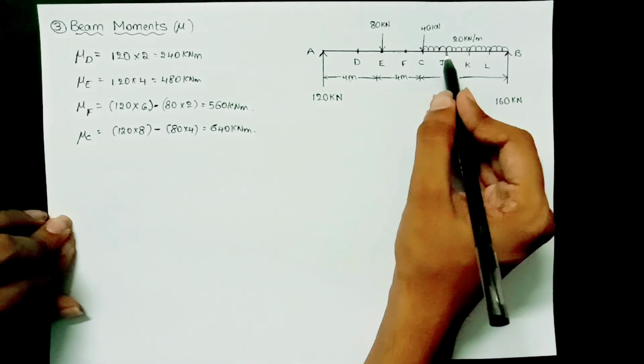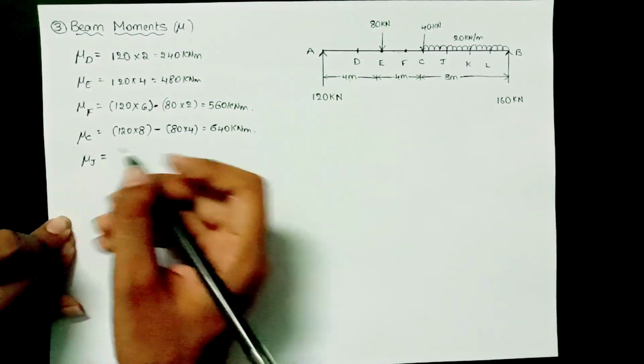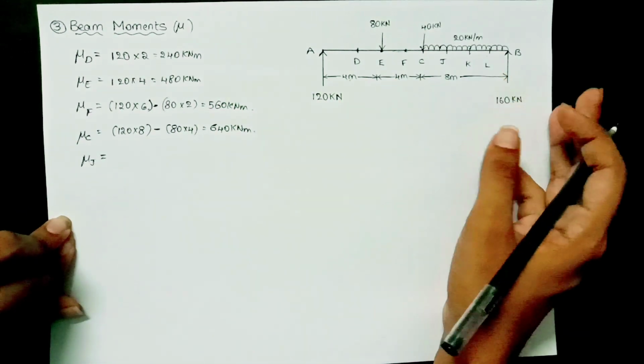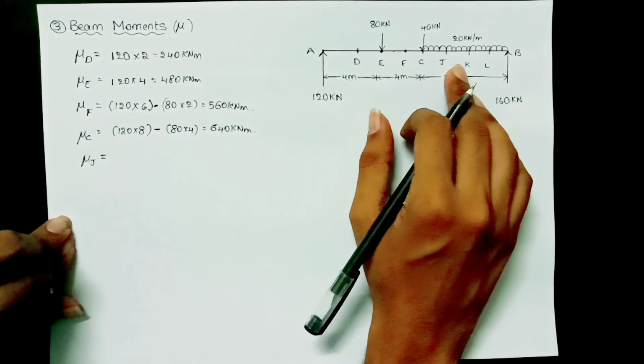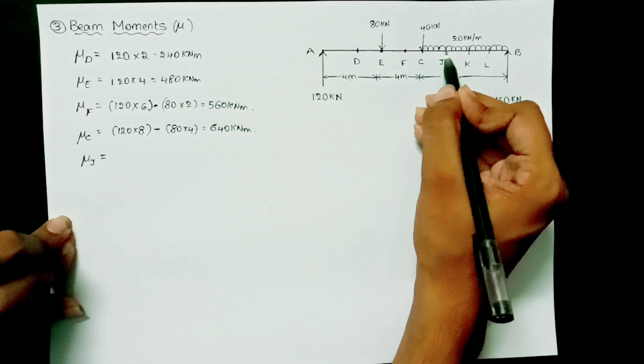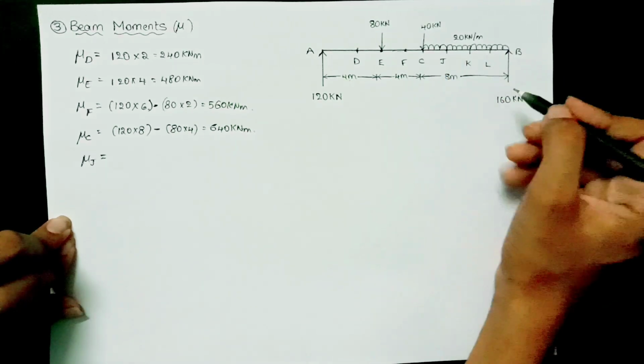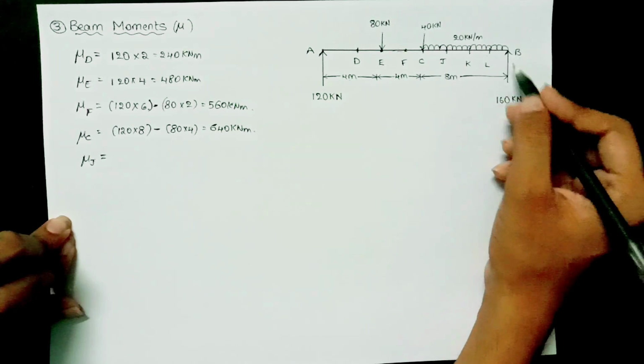The moment is 640 kilonewton meter. Now we have to calculate the moment at J. So mu J equals, this time I am taking from the right side direction. You can also take from the left side direction, but now I am taking from the right side. If you consider point J towards the right side, first of all we have this load.